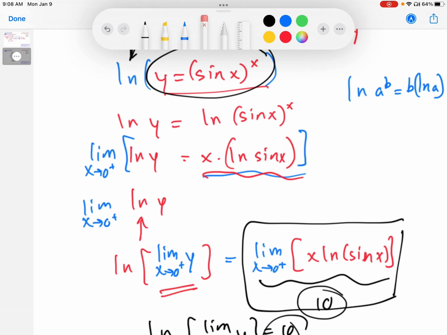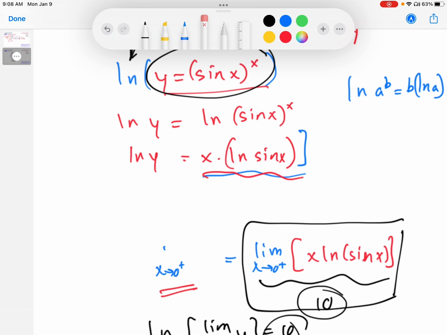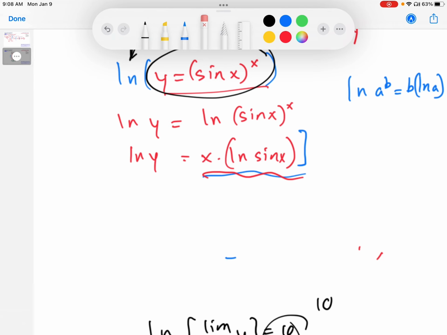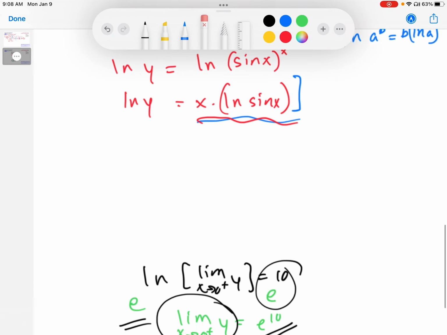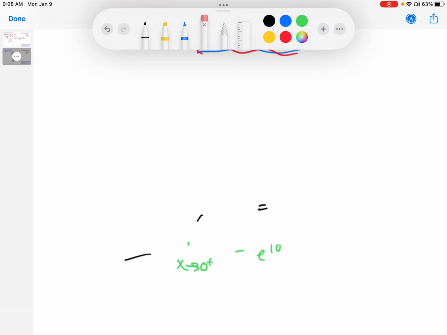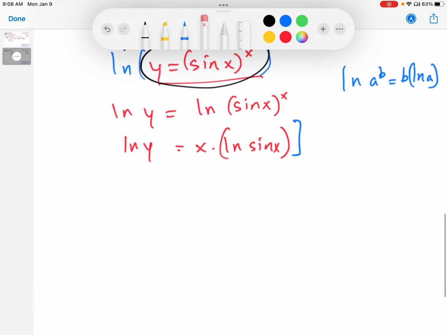Okay, so I'm going to erase all the stuff that we just did, which was for the purposes of giving you an intuitive sense of where we're heading and why we're doing what we're doing. And now I'm going to actually dive into doing the thing, figuring out what the value of this is as x goes to 0 from the right.